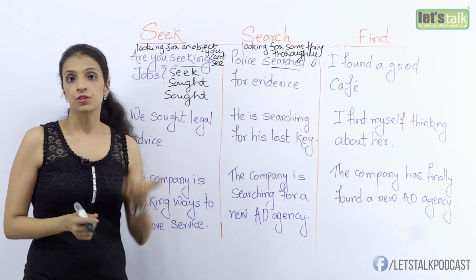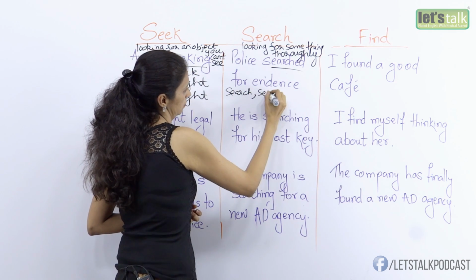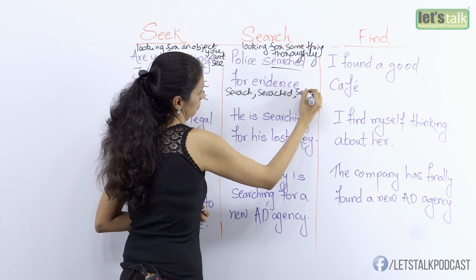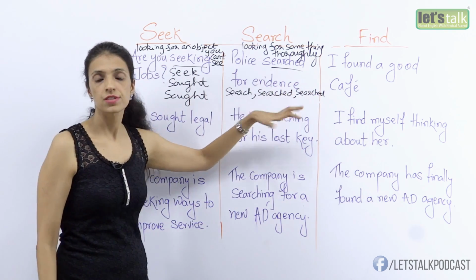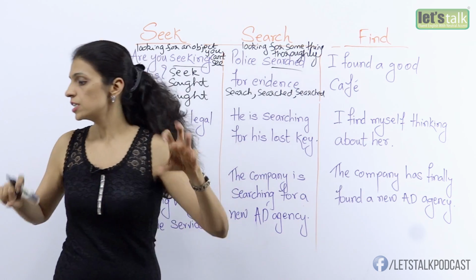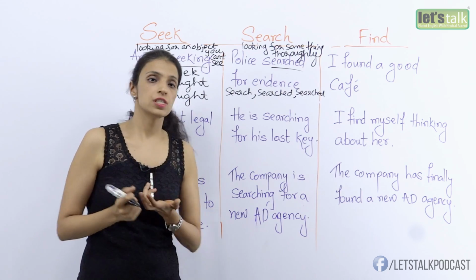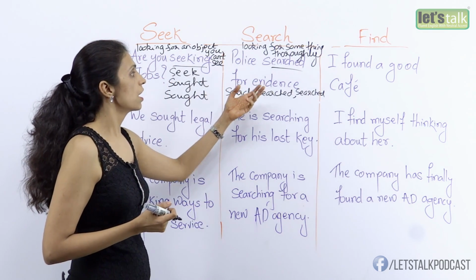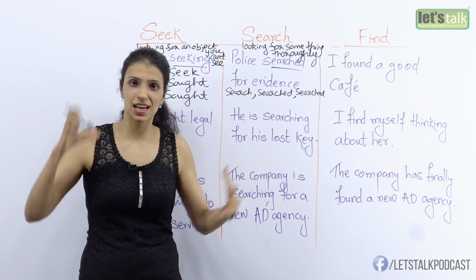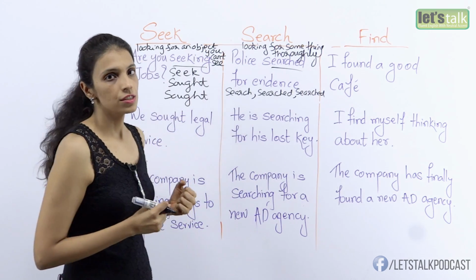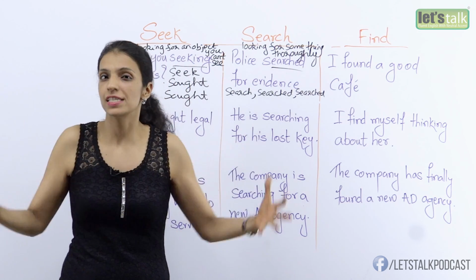Search is also a verb. It has three forms: search, searched, searched. So the police searched for evidence. That means they were actually actively searching for something, okay? A lot of people get confused and use "police are finding." They're not finding, they're searching. So when you're looking for something, like you open your cupboard, you ransack, you remove all your clothes because you are searching for that secret love letter that you have kept. So you are searching, you're not finding it, okay?